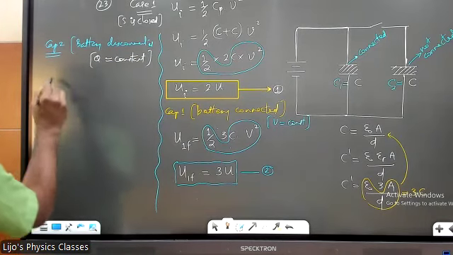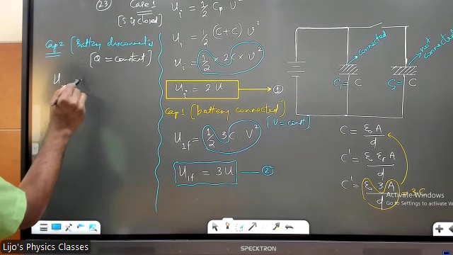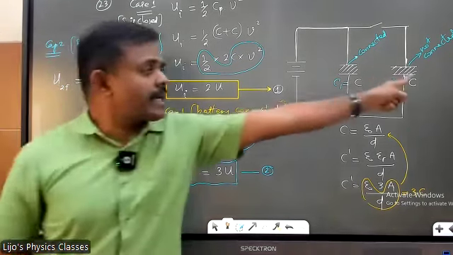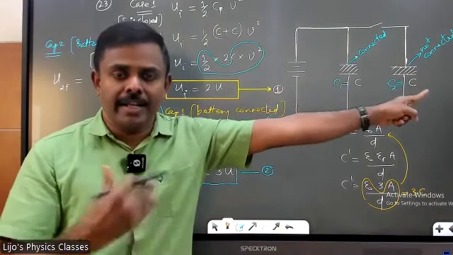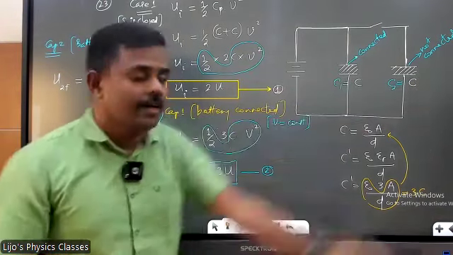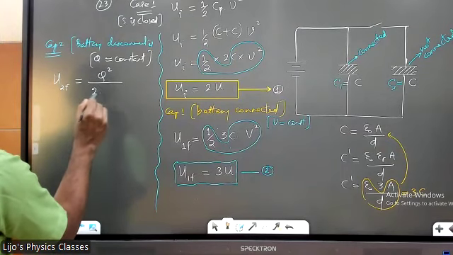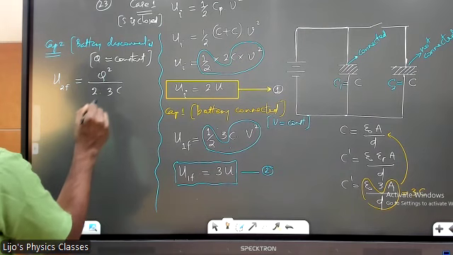So I'm using an equation. U2F. What is U2F? Energy of second capacitor, final. How to find it? I can use this equation: Q square by 2 into 3C.